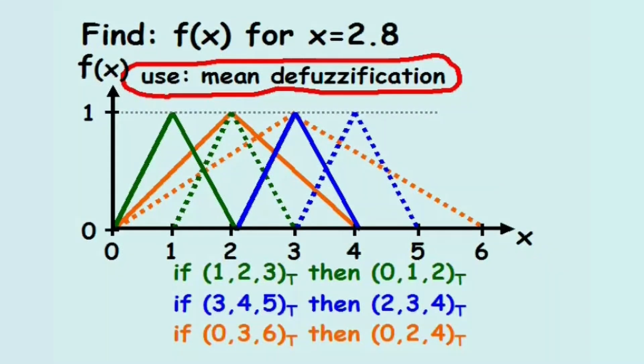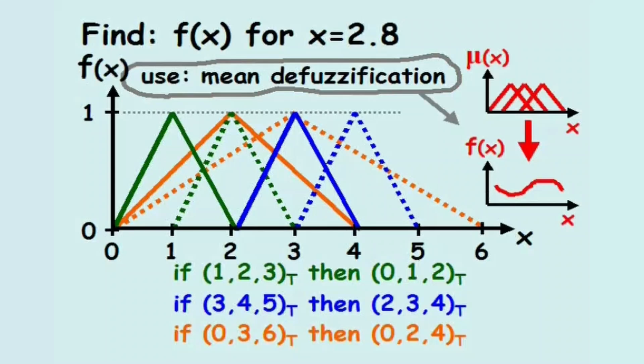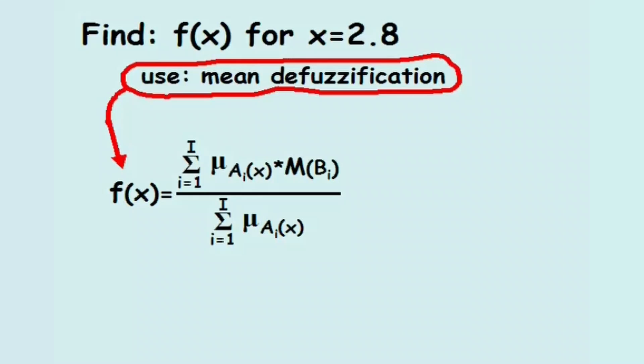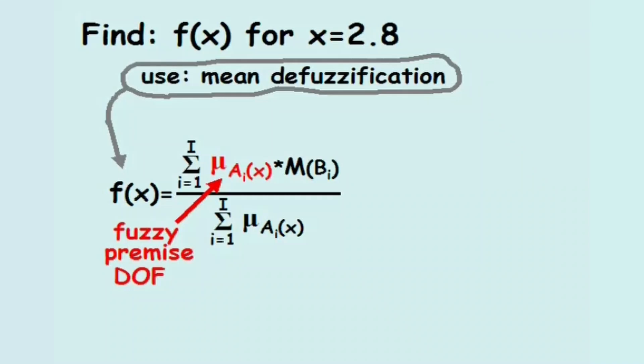Defuzzification is the process of producing a quantifiable result when provided fuzzy sets and corresponding degrees of membership, or fulfillment. Defuzzification by the mean value means the fuzzy response f of x is equal to the sum of the degree of fulfillment of the fuzzy premise argument, which is a function of x, multiplied by the mean consequence for each rule I, divided by the sum of the fuzzy premise degree of fulfillment for each rule I.